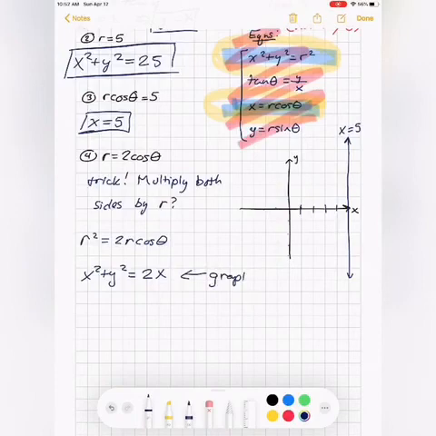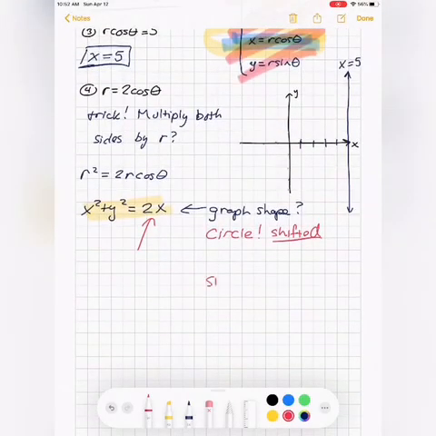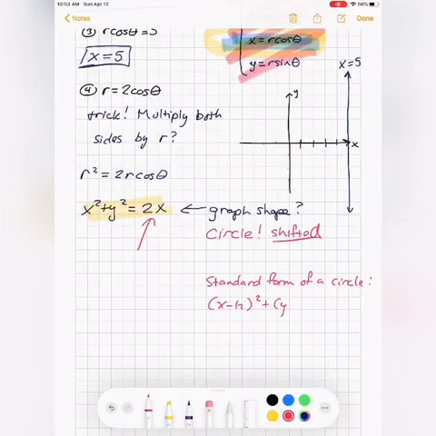Now my question would be, well, how can I graph the shape? So I'm thinking about this shape, and I recognize this shape. This is a circle. Now, this 2x, this linear term, shifts the circle. So it's a shifted circle. So do you remember the standard form equation of a circle? Looks like this.